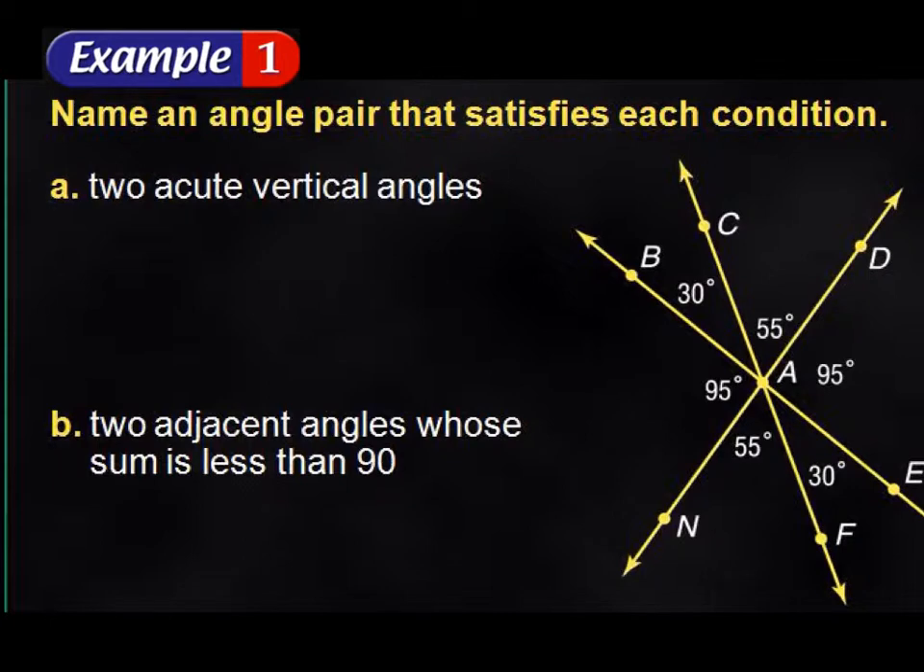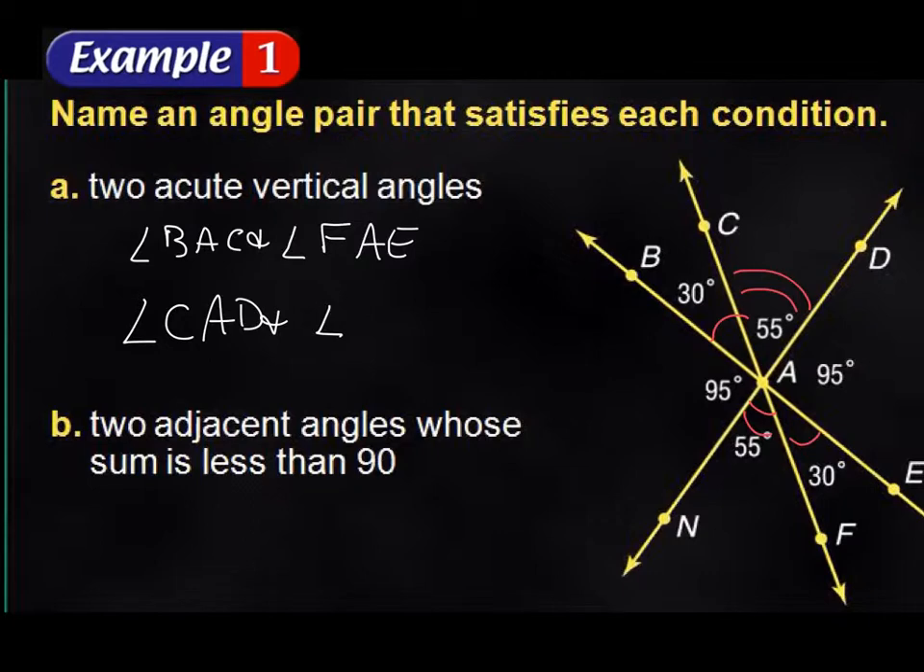Name an angle pair that satisfies each condition. For part A, we want two acute vertical angles. Vertical, we're looking for that X situation, so they share a common vertex and the lines go in opposite directions. So we could do either these two 30s or these two 55s. The 30s would be angles BAC and FAE. The 55s would be angles CAD and NAF.